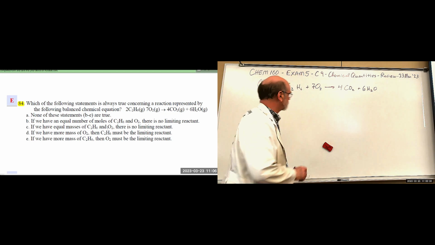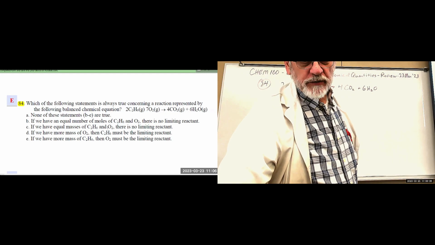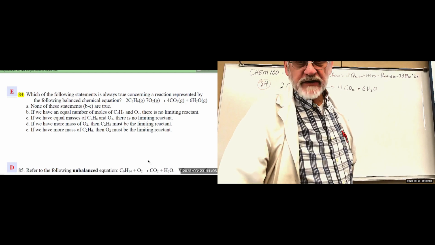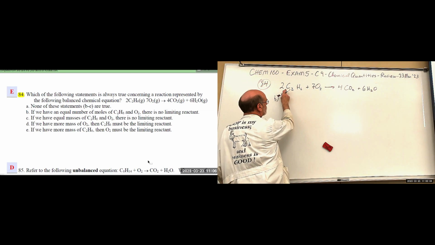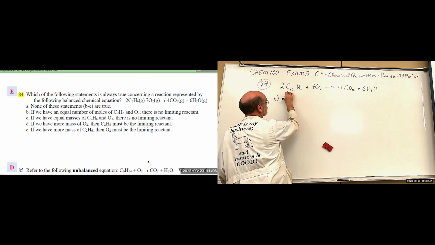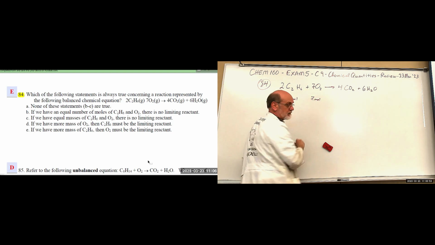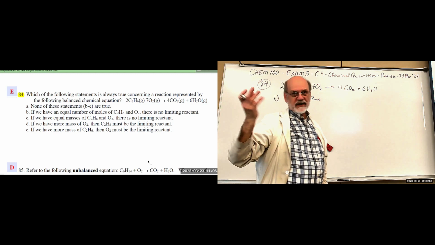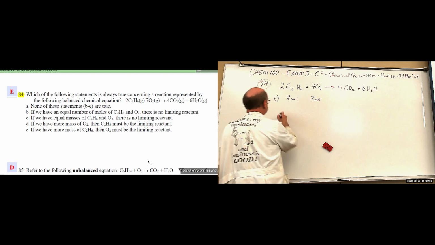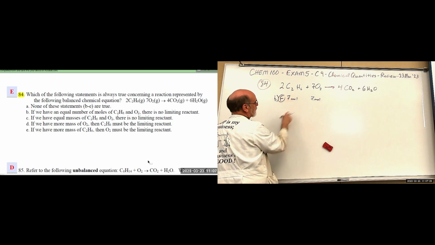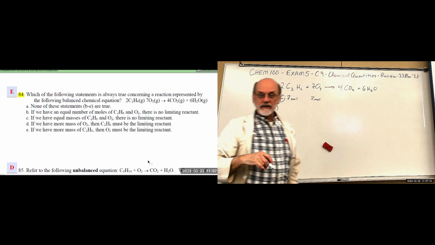So we'll look at B. If we have an equal number of moles of C2H6 and O2, there's no limiting reactant. Say if you have 7 moles of this and 7 moles of that. That's equal. There's no limiting reactant? That's false, because you only need 2 of these to react with 7 of those. That's not true.